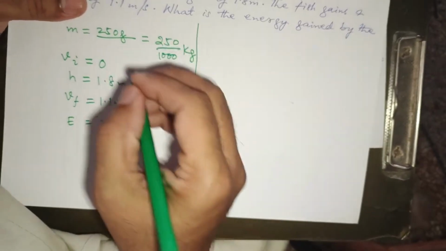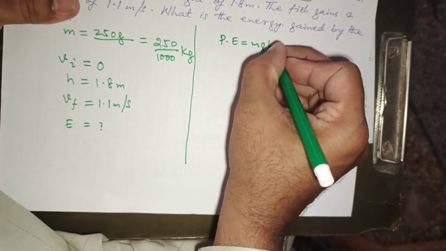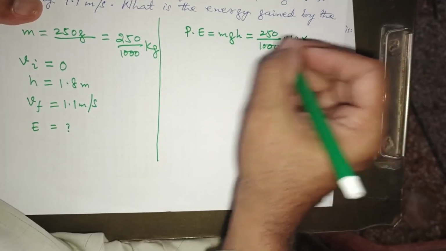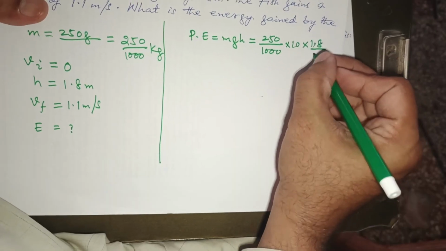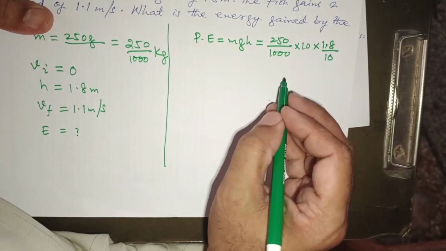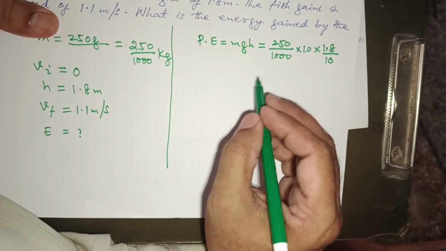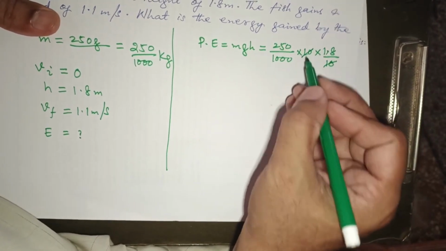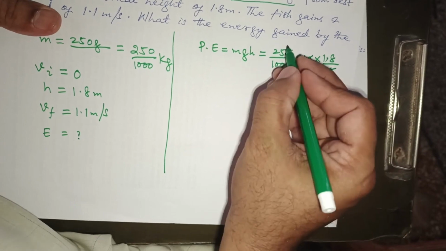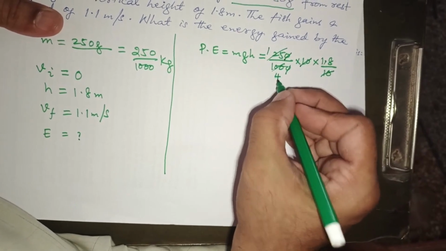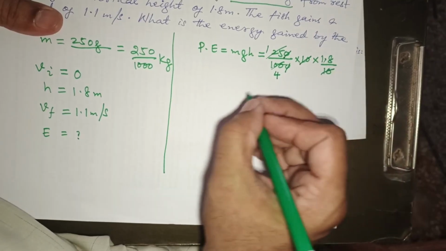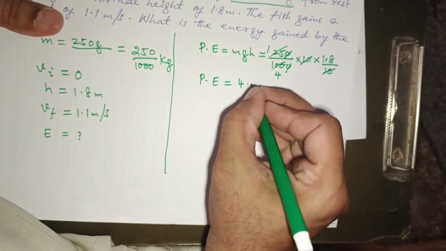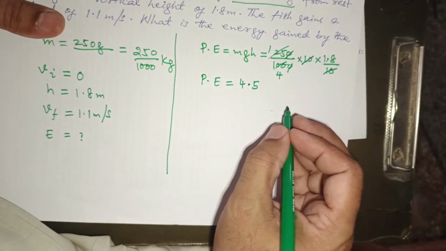First of all, we will find its potential energy. PE is equal to mgh. m is 250 divided by 1000, g is 10 and h is 1.8. Remove the decimal. What I am trying to do is solve these questions without the help of calculators, so you people can do it very easily without a calculator. This 0 cancels with this 0. 25 ones are 25, 25 fours are 100, and this is 4 and this is 18. So 18 divided by 4 will be how much? 4.5.